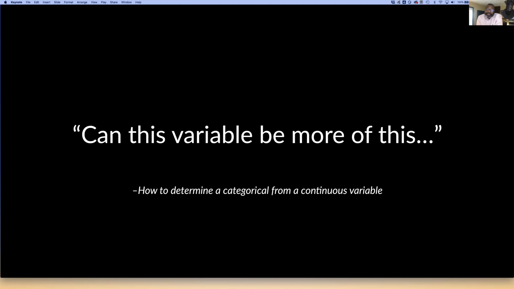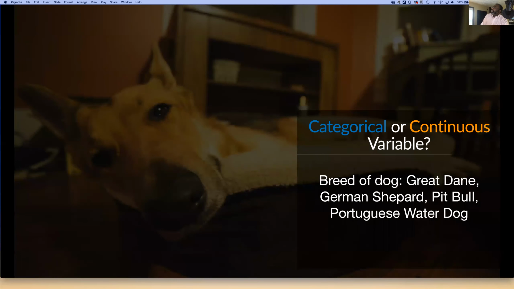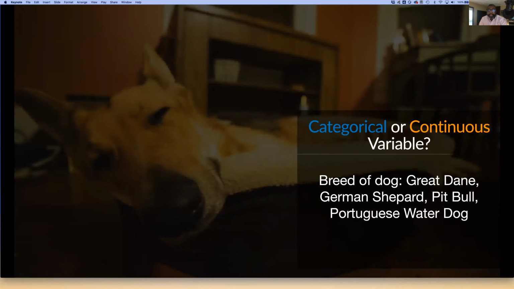But in terms of continuous variables, you can make more money. You can have a higher salary. You can gain weight or lose weight. It can be hotter and colder, right? Those things that can be more or less of something are, generally speaking, continuous. Okay, so we're going to go through these real quickly. Is this a categorical variable or continuous variable?